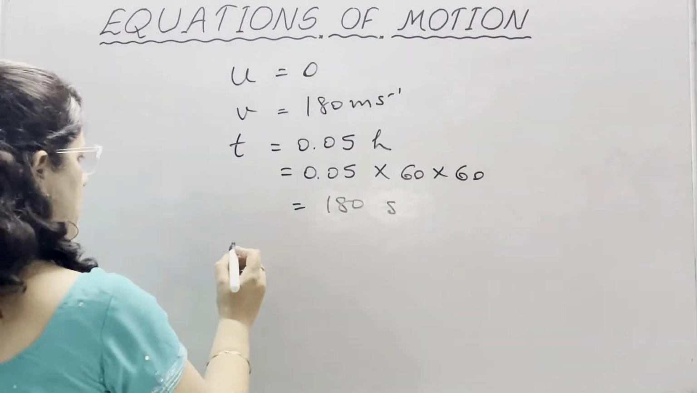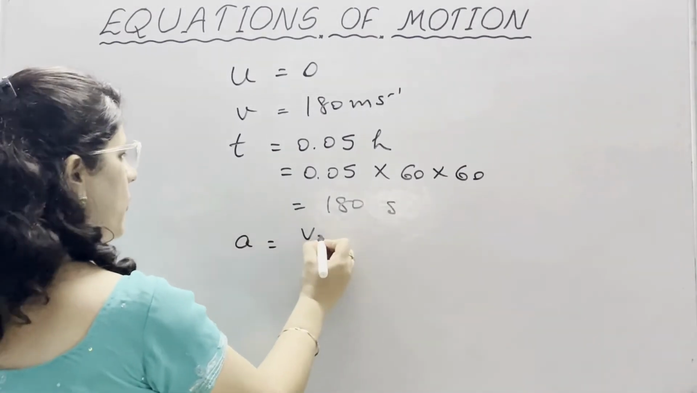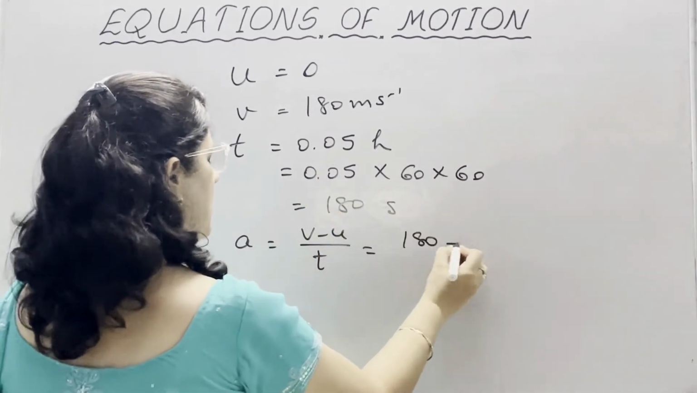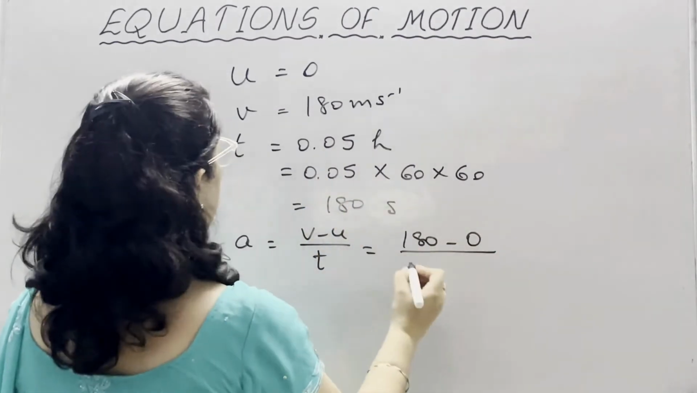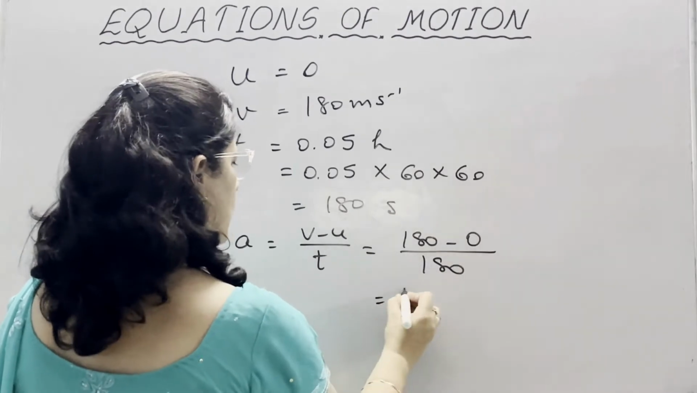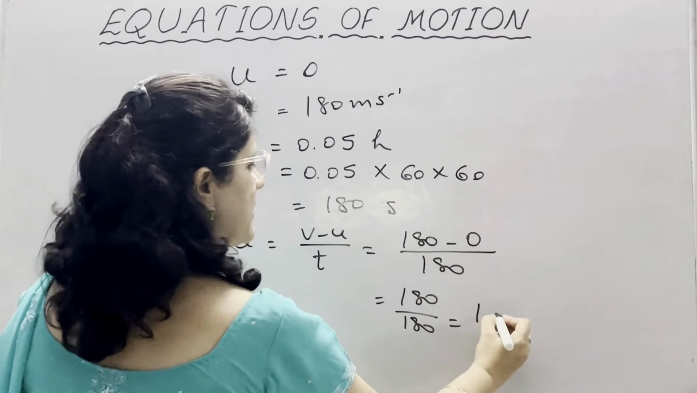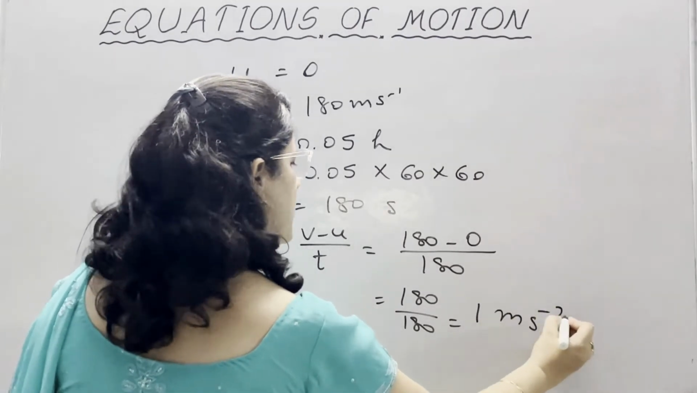Now find the acceleration. a is equal to, we know the formula, v minus u upon t. v is 180 minus u is 0 and time is again 180. So 180 upon 180, which is equal to 1. And this is acceleration, so the unit is meter per second square.